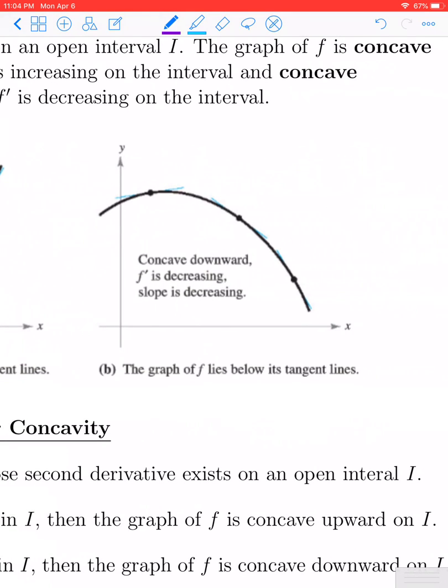Conversely, if we look at the next graph, if I look at the slopes of the tangent lines at a sequence of points as I move from left to right, we see that the slopes of the tangent lines, i.e. the slope of the graph, is decreasing, which means that f prime is decreasing, and that shows that the graph is kind of cupped downwards or concave down on that interval. Whenever a graph is concave downward on an interval, at every point in that interval, the curve will lie below its tangent lines.